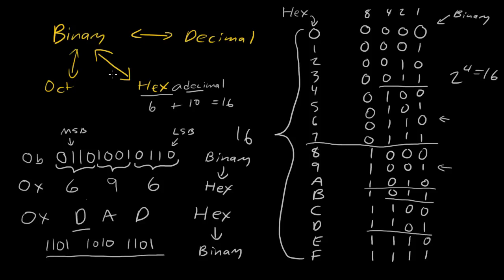Now, if you want to look at something similar, like between binary and octal, what we would end up doing is something very similar, only instead of looking at 4 bits, we only look at 3 bits. Here's why. Octal, by the way, is base 8. So if I want to represent 8 possibilities, I only need 3 bits, since 2 to the 3 is equal to 8. So I only need 3 bits to represent all 8 possibilities. In fact, if I look at just this part of the table over here, right?